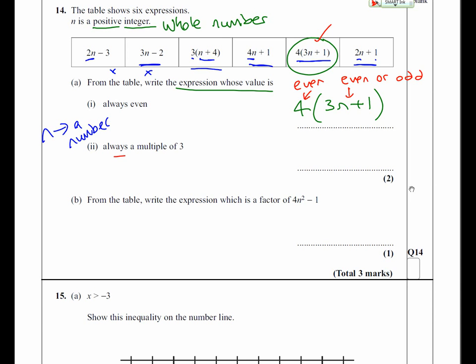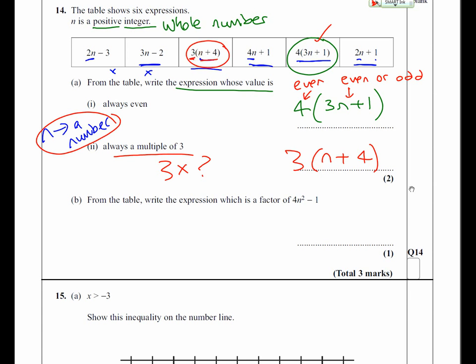Always a multiple of 3. Well, this is 3 times something. Multiple of 3 is 3 times something. So that one's done. So it's all about thinking of n as just a number, and what happens.